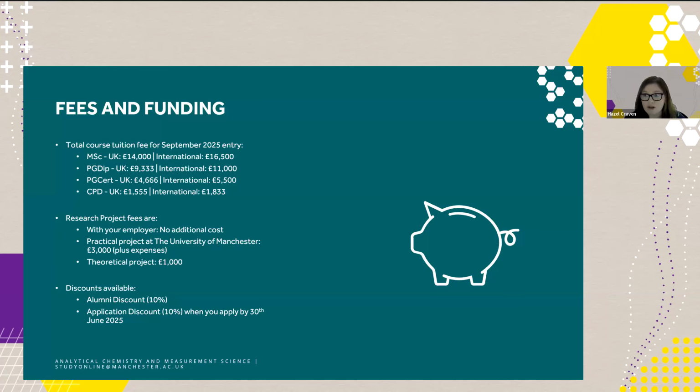If you choose to study your research project with your employer, then there's no additional cost for the research project. If you opt for the practical project at the University of Manchester, it's £3,000 plus fees, or if you wanted to do a theoretical or computational project, it's an extra £1,000.